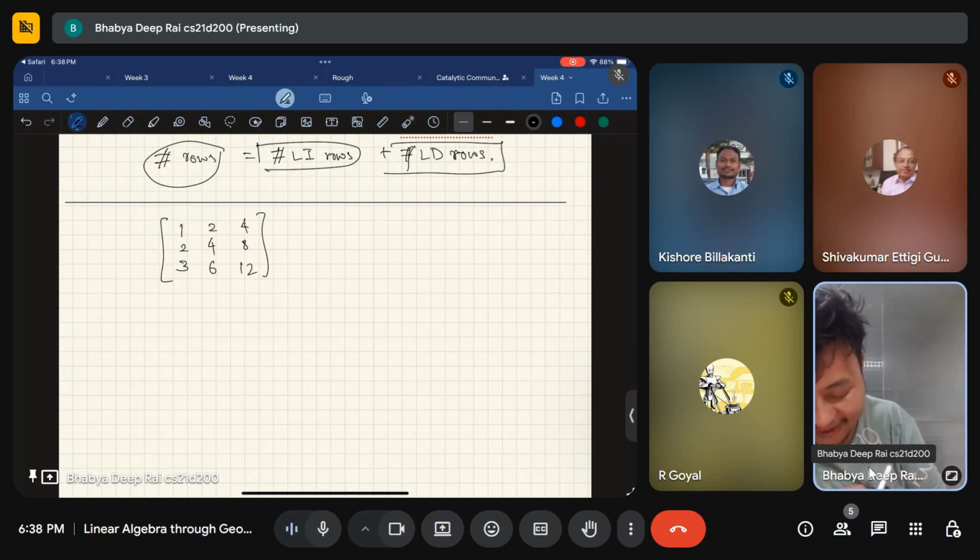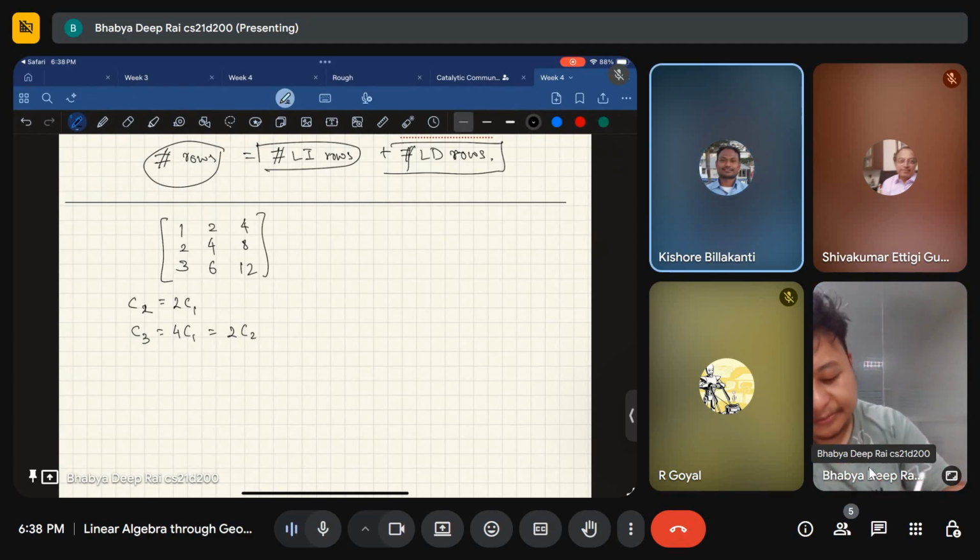It's very linearly dependent, because if you look at column 2, it's 2 times column 1. If you look at column 3, it is 4 times column 1, or equivalently it is 2 times column 2. You see it, no? You sure?